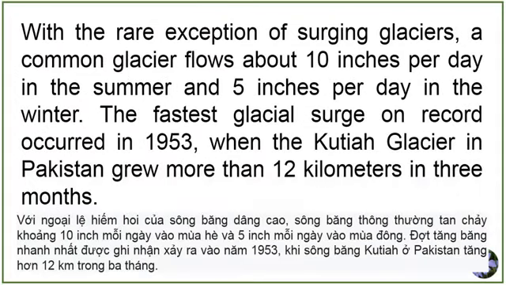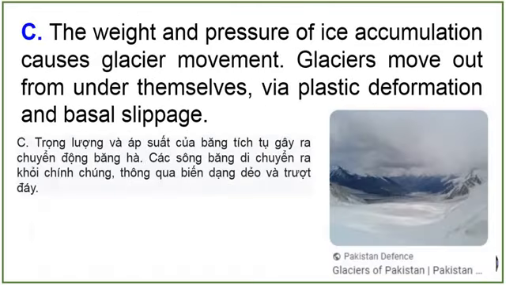With the rare exception of surging glaciers, a common glacier flows about 10 inches per day in the summer and 5 inches per day in the winter. The fastest glacier surge on record occurred in 1953 when the Kutiah Glacier in Pakistan grew more than 12 kilometers in 3 months. The weight and pressure of ice accumulation causes glacier movement.